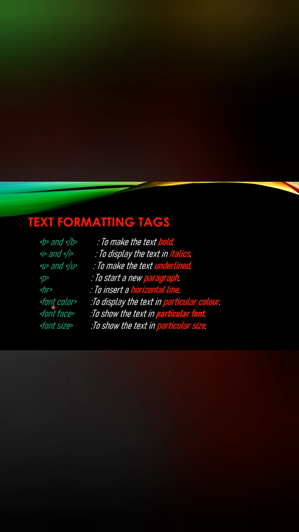Okay. Next, font color. If you want to display your text in a particular color, then you can use this tag, font color tag. Okay, and the syntax should be font color equal to, then you have to enter the color name within inverted comma. Okay, then you have to close the font tag. Next, if you want to show your text in particular font, you can use this font face tag. Okay, and the syntax should be font face equal to, you have to enter the face, which font face you want to make your text displayed. Okay, that should be entered in the inverted comma. For example, Arial, Times New Roman, Algerian, etc.